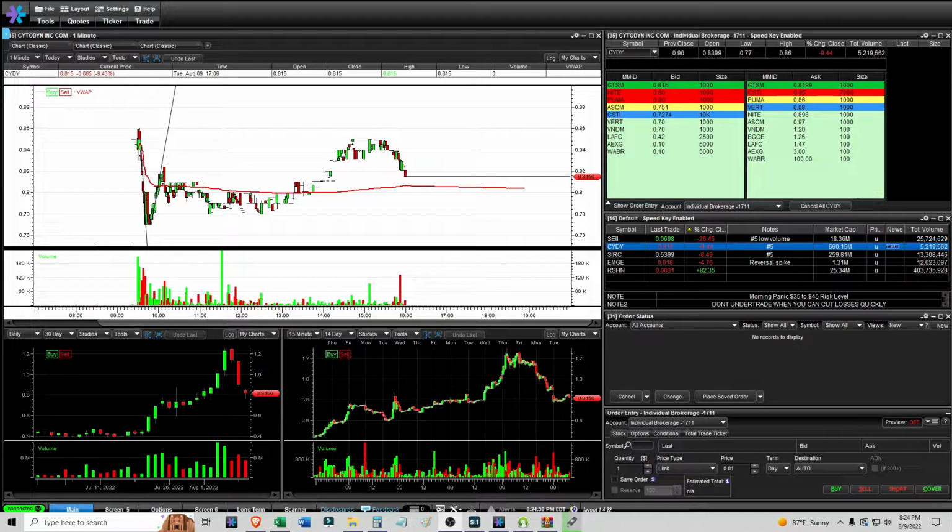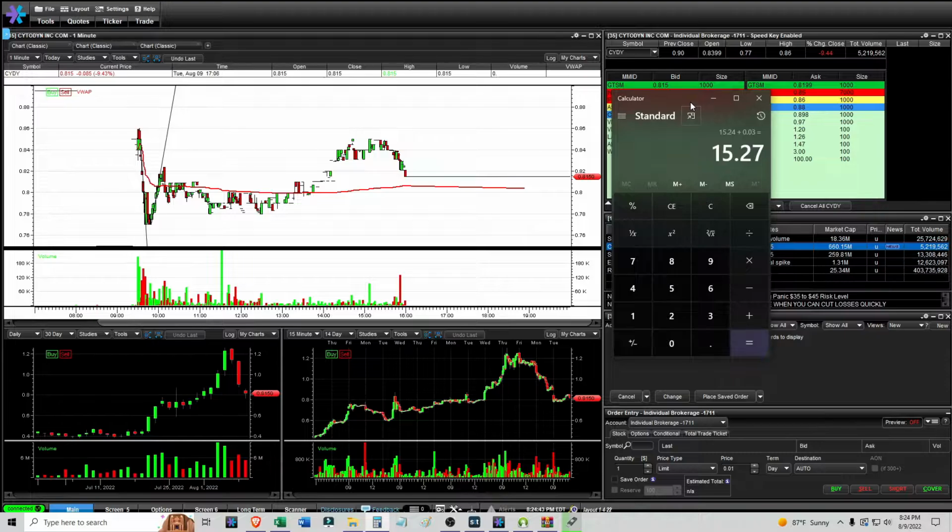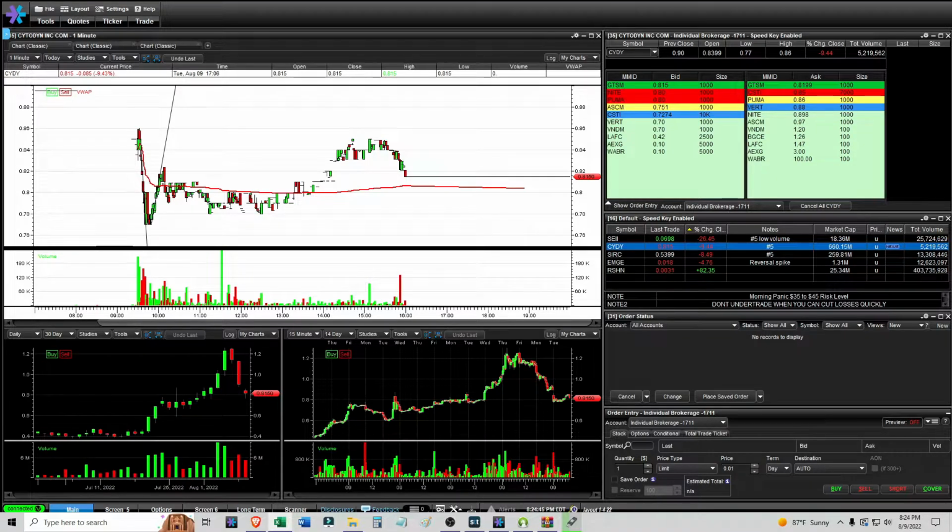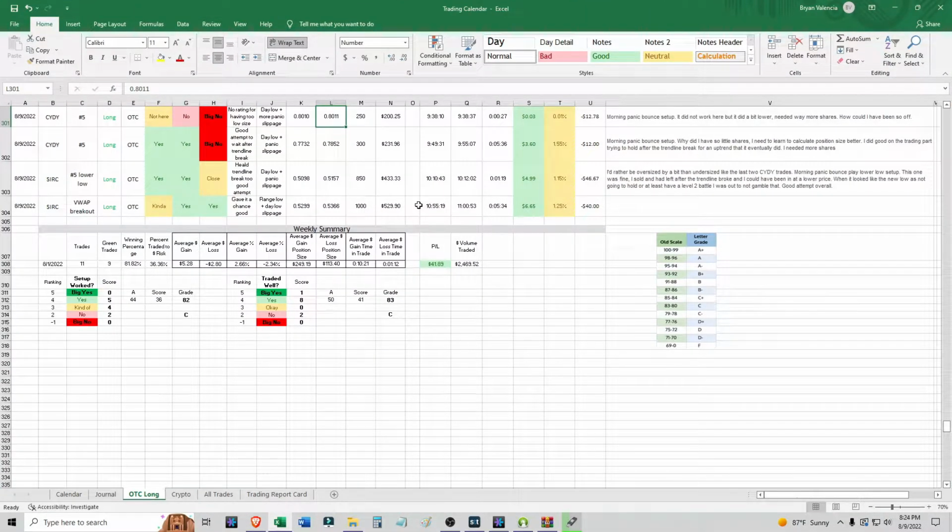Alright, it is 8:24 p.m. and I'm here to call it off. Overall, I'm going to be up on the day $15.27, and that was 4 trades. And I could have been a lot better.